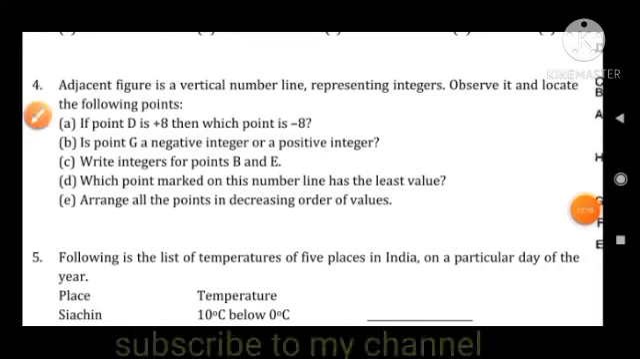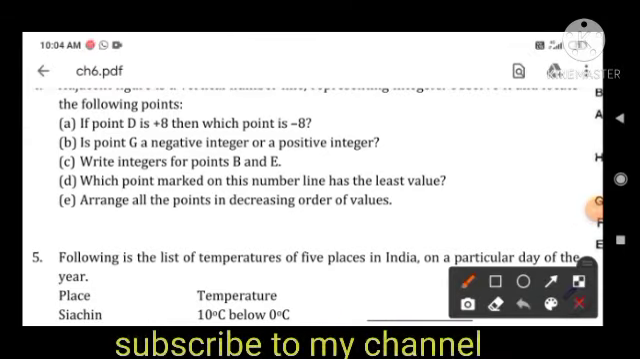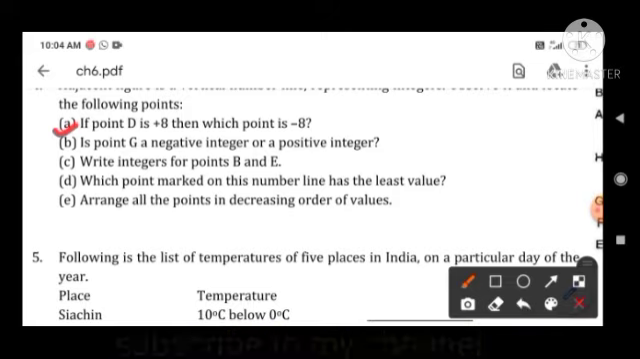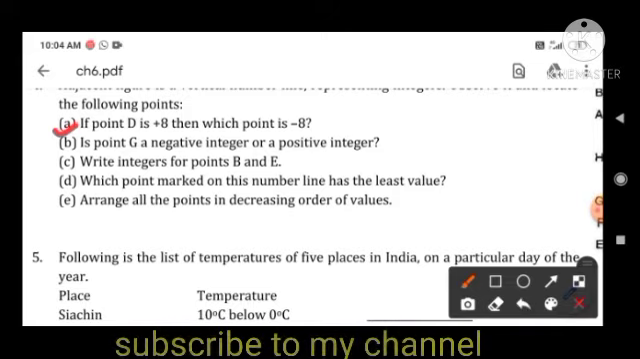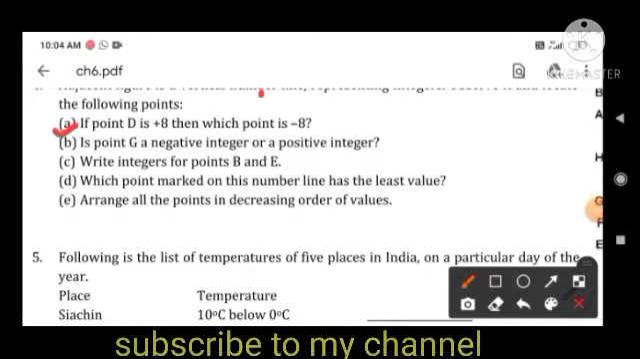So from the given figure, now we have to answer the following questions. Question A: if point D is plus 8, then which point is minus 8? So which is minus 8? You can see here, minus 8 is equal to F. So the answer of A is F.